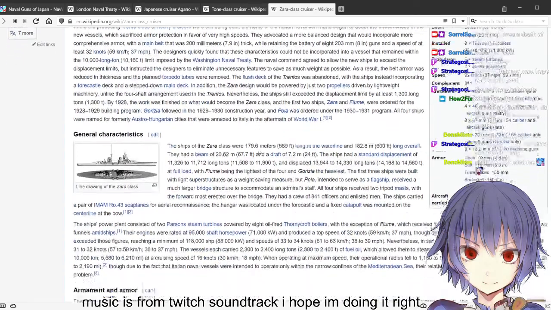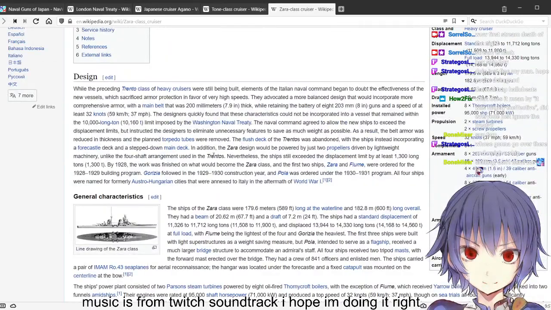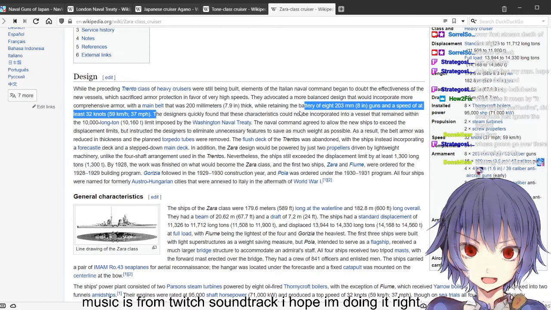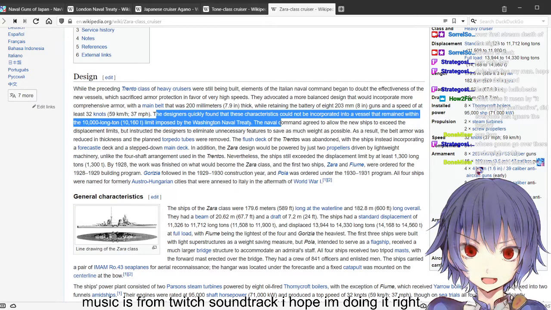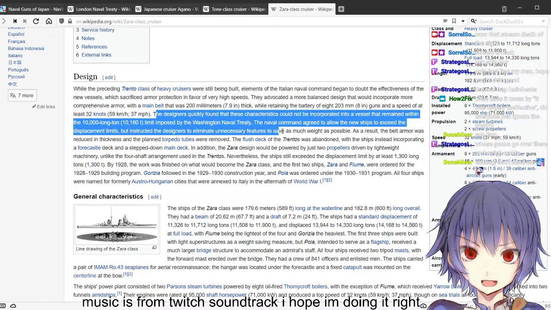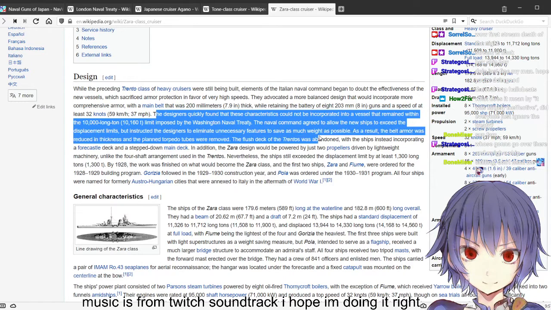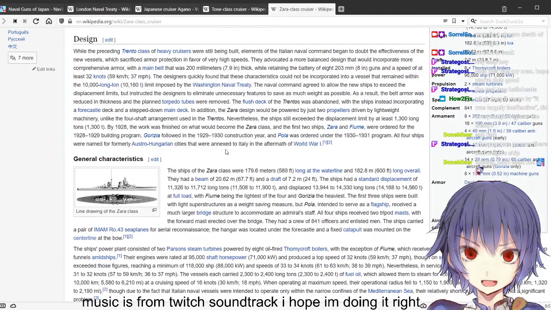Let's see, does it say anything on Wiki about the cheating on it? The designers quickly found that these characteristics, which is the armor and the guns and the speed, could not be incorporated in a vessel that remained within displacement limits of 10,000 tons set by the Washington Naval Treaty and later the London Naval Treaty. Naval Command agreed to allow the ship to exceed the limits, but they decided to try to save as much weight as they could and not violate that too much. So there's just a bunch of stuff that they did to lower the weight, which is good, but they still went over on purpose.